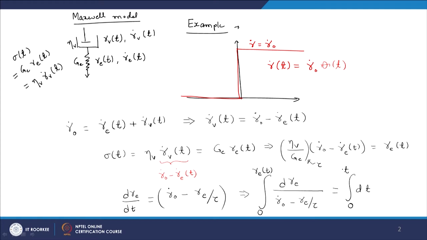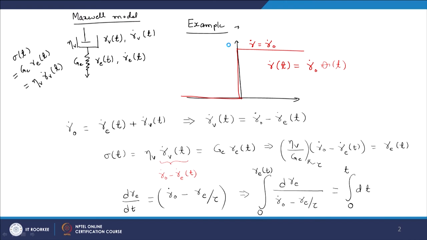So, if I do the integration, what we have is ln of gamma naught dot minus gamma E by tau divided by gamma naught dot is equal to t by tau, because we will have a tau coming from the integration, since we have gamma E by tau here.